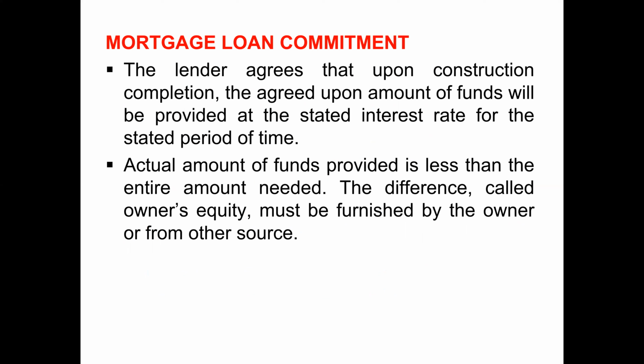The lender agrees that upon construction completion, the agreed upon amount of funds will be provided at the stated interest rate for the stated period of time. Usually they give mortgage loans for a 10 to 30 year period, after completion of the project. The actual amount of funds provided is less than the entire amount needed. The difference, called owner's equity, must be furnished by the owner or from other sources.